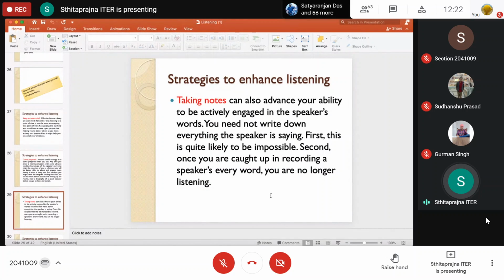Now we are discussing strategies to develop or to enhance our listening. So coming prepared is a very good strategy. You try this out, not only for this subject, for other subjects also. You try coming prepared to the class beforehand, what the teacher says. Come prepared, and then you see how keenly you tend to listen to what the teacher says.